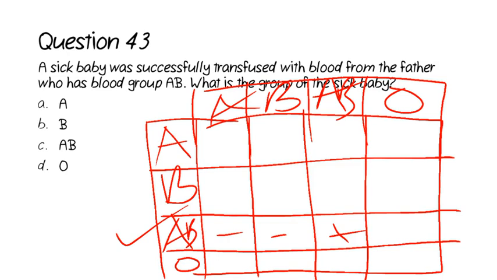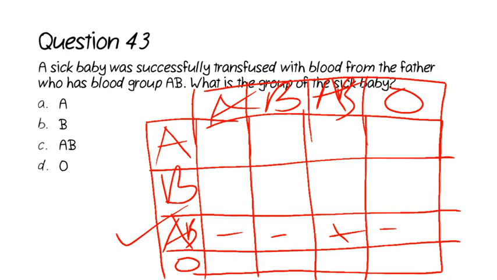And lastly, can a person with AB blood group give blood to a person who has O blood group? This is not possible because in the plasma, there are both anti-A and anti-B antibodies that will cause agglutination once reacting with the antigen A and B on the plasma membrane of the red blood cell of a person who has blood type AB.